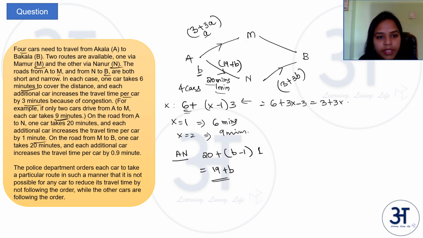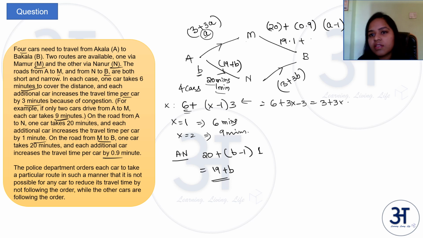Then on the road from M to B, one car takes 20 minutes and each additional car takes 0.9 minutes. Similarly, from M to B, how many cars are traveling? A cars are traveling in AMB and B cars are traveling in ANB. So here it is 20 minutes plus 0.9 minutes per additional car. So again A minus 1. So that will give you 20 minus 0.9, 19.1 plus 0.9 into A.